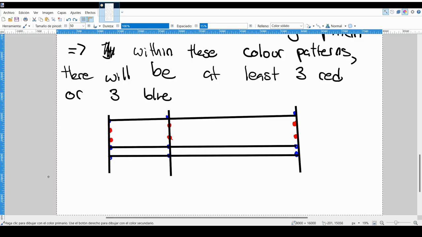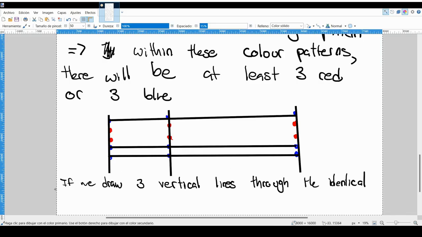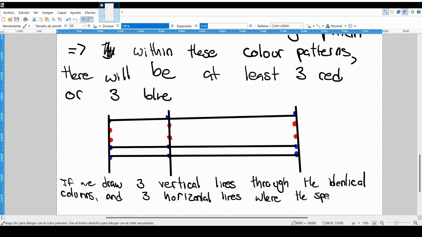So we're quickly just going to write that down formally. So we'll say if we draw 3 vertical lines through the identical column, and 3 horizontal lines where the specific index in the column are the same color, we have our 9 points. And we are done.